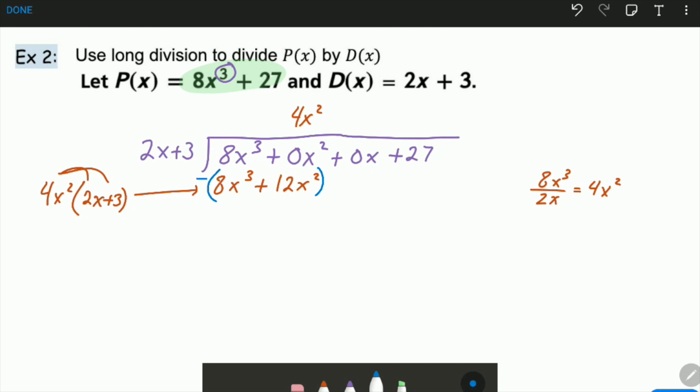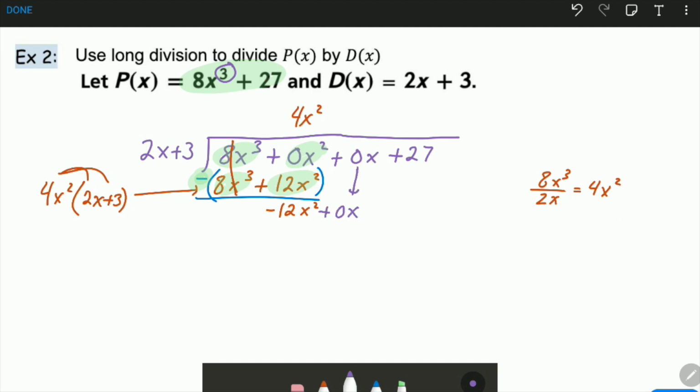We'll subtract, just like in long division. So we have 8x to the third minus 8x to the third, which once again cancels out. If that first term doesn't cancel out, something is wrong. 0x squared minus 12x squared. Well, 0 minus 12 is negative 12. So negative 12x squared. Drop the next term down, so plus 0x comes down.